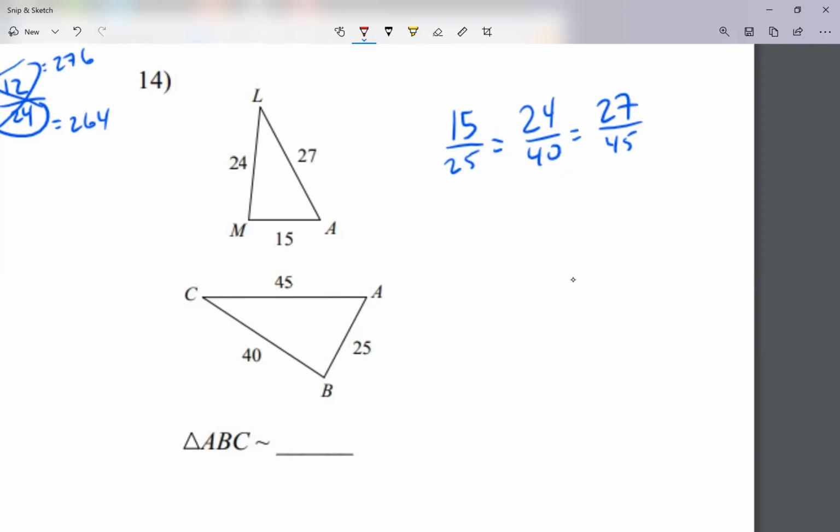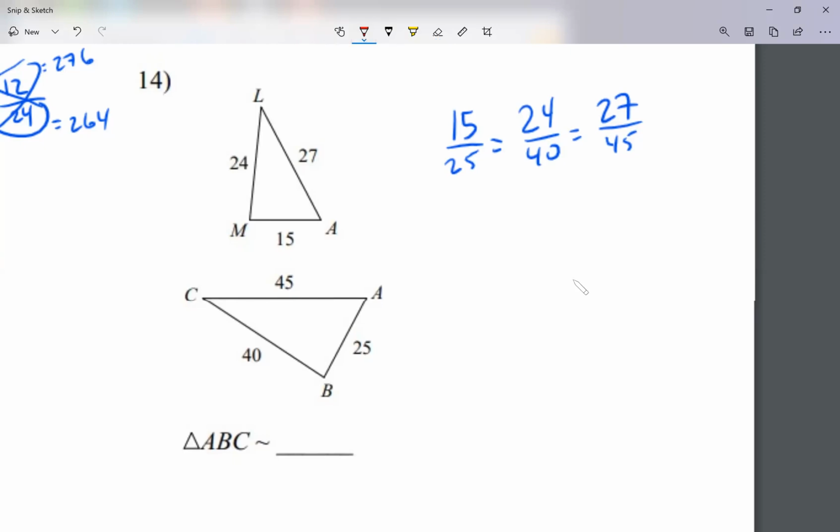Now here, let me check this way. 24 times 45 is 1080. You might be wondering, I didn't get the same thing on the other side. That's when we were checking the first two fractions. Now I'm not dealing with the first fraction. I'm dealing with the last two. So my numbers will be different. And then here, 27 times 40, and I get 1080. Yep, I got the same. So my sides are proportional. So cool, that means I can use all three sides.